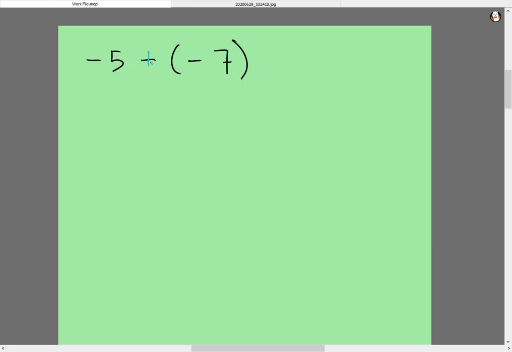So first thing I'm going to do is I'm going to change this to addition. Well, I can't just change that. I got to change this number too. So boom, boom. So now this is -5 plus 7.